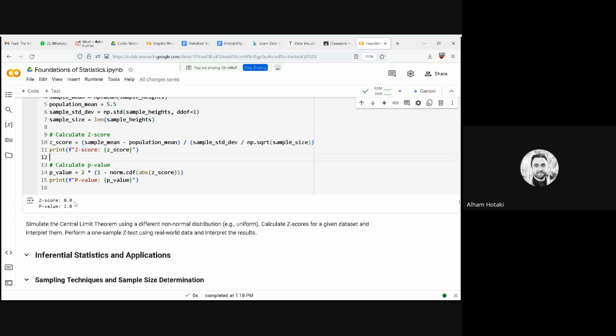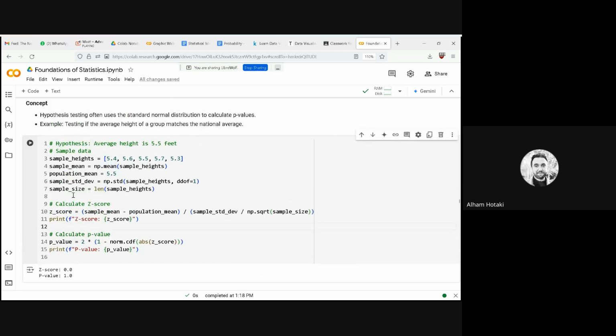So this is how you have to understand. Sometimes you don't get it, the z-score. Z-scores may sometimes be negative. The p-value is actually the absolute value of that specific z-score.